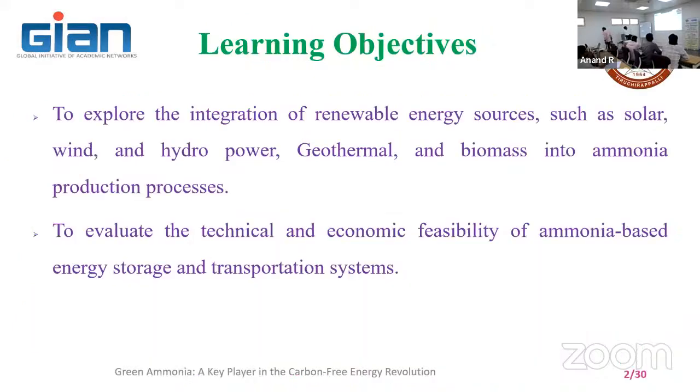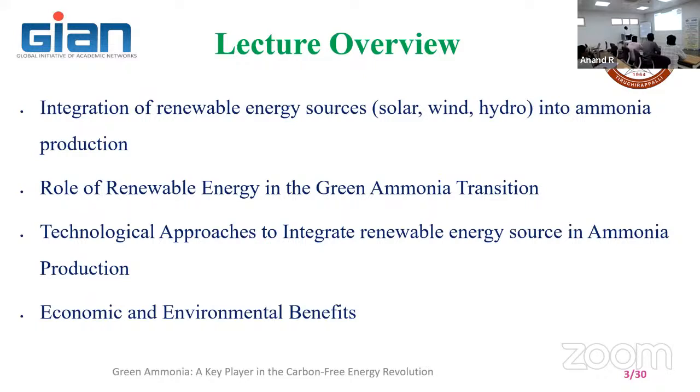What are the learning objectives? To explore the integration of different renewable energy source systems, solar, wind, hydro, geothermal and biomass, into the ammonia production process. Ultimately, the energy input for producing the nitrogen and for combining the nitrogen with hydrogen, we are using renewables, that is solar, wind, hydro, geothermal and biomass. And to evaluate the technical and economic feasibility of ammonia-based energy storage and transportation systems. So at the outcome of this presentation, we are going to know how different renewable energy sources are integrated for producing ammonia.